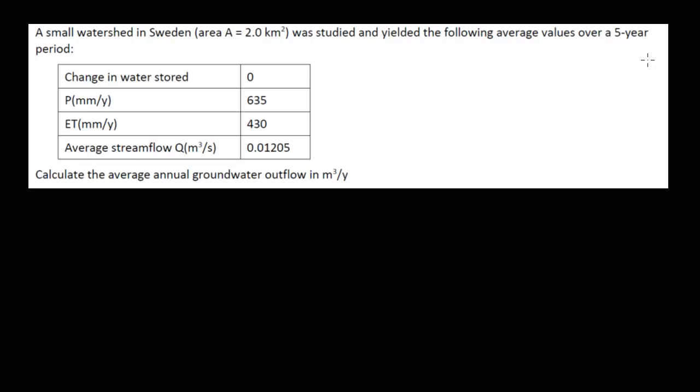Okay, here we have the third watershed problem. It involves a much smaller watershed than the last one, with an area of only 2 square kilometers. And we're given once again that the change in water stored is 0. I guess I can use a different color there, right? So that once again, there is no change in storage.